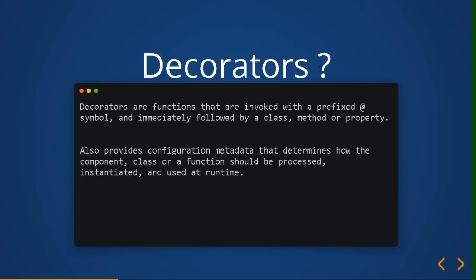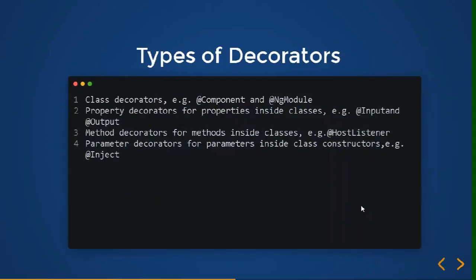So what are decorators? These are just simple functions that are being used along with the class. They can be used with a method or any property or any function, and these are always used with the prefix @. And what do these decorators do? These decorators configure metadata that determines how the component, class or a function would be processed during runtime.